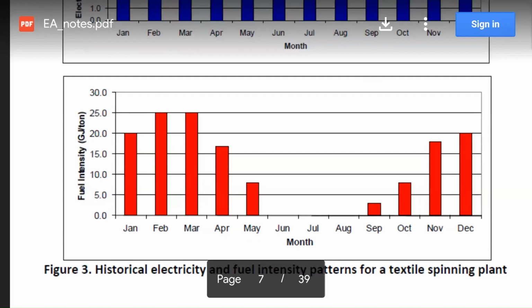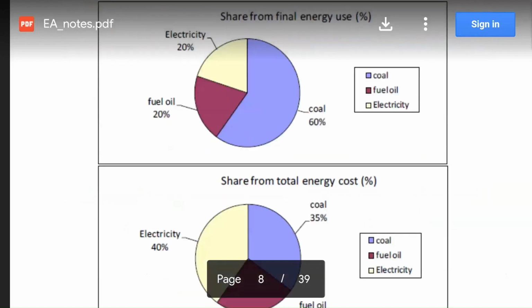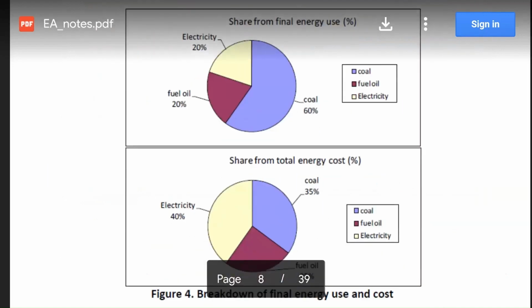Okay, for any textile spinning plant. So this is the bar. Earlier was the bar diagram, or you can say it can also be represented in the histogram fashion. And now this is the pie chart. So what is the difference between the pie chart and the bar chart?